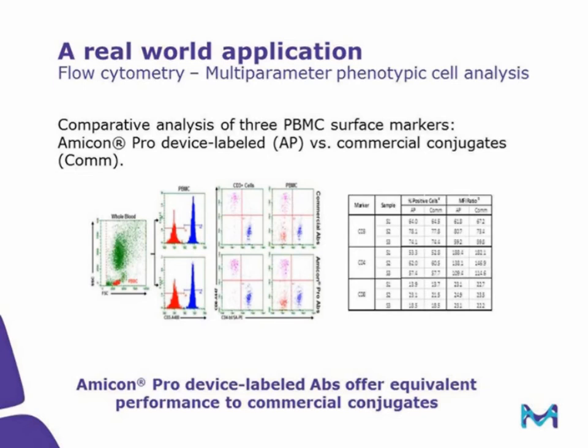On the left, the representative dot plots depict identification of the PBMC fraction based on differential forward versus side scatter signal. Further fractionation of human T cells and total PBMCs was performed on the basis of CD4 and CD8 positive expression. Cells in the upper and lower panel were stained using commercial and Amicon Pro labeled antibodies respectively. The table on the right shows comparative data for 3 samples stained with commercial antibodies and Amicon Pro labeled antibodies. As you can see, there was very little difference in performance as determined by MFI or population frequency.